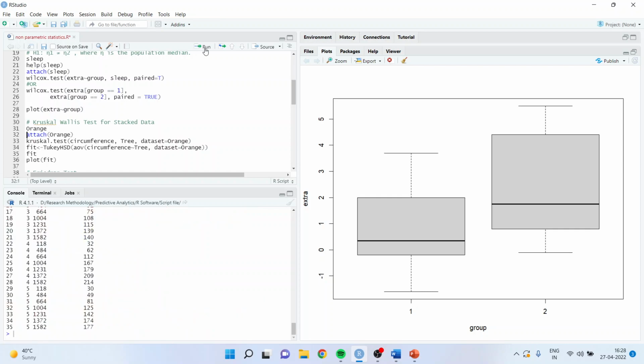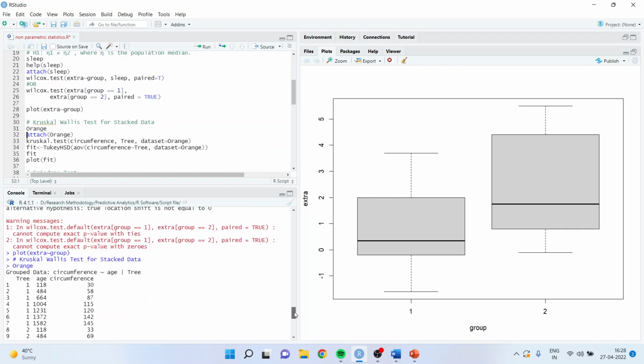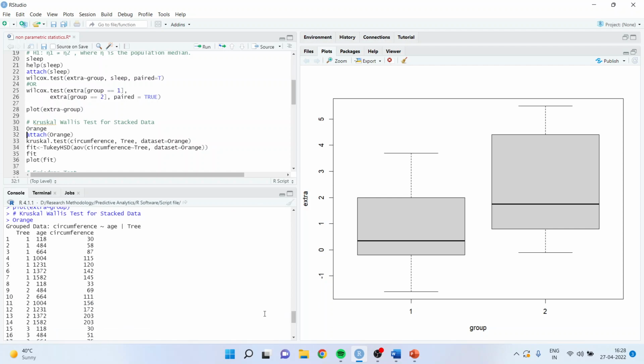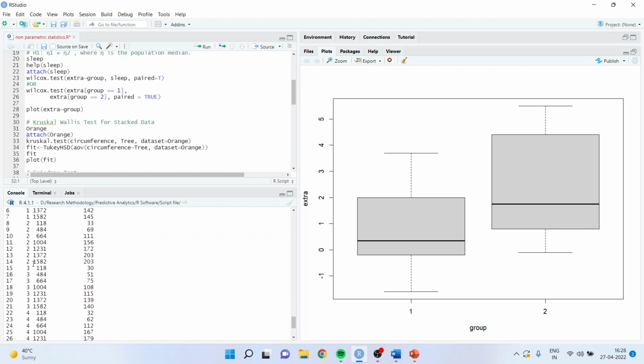First of all, let us see the data frame Orange. I want to see the circumference which is there, right? I want to compare the circumference of 5 types of tree, 1, 2, 3, 4, 5, and whether the circumference is different in the 5 types of trees or not. So first of all, I'll attach Orange, and the command line will be kruskal.test circumference comma tree. The data set is Orange.